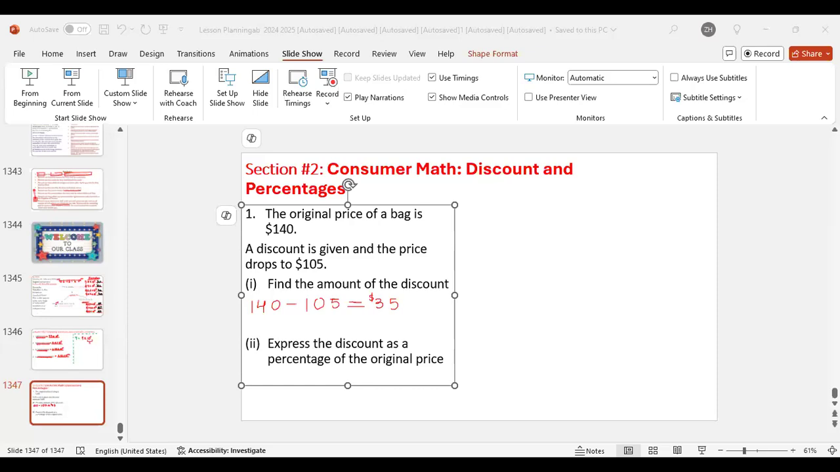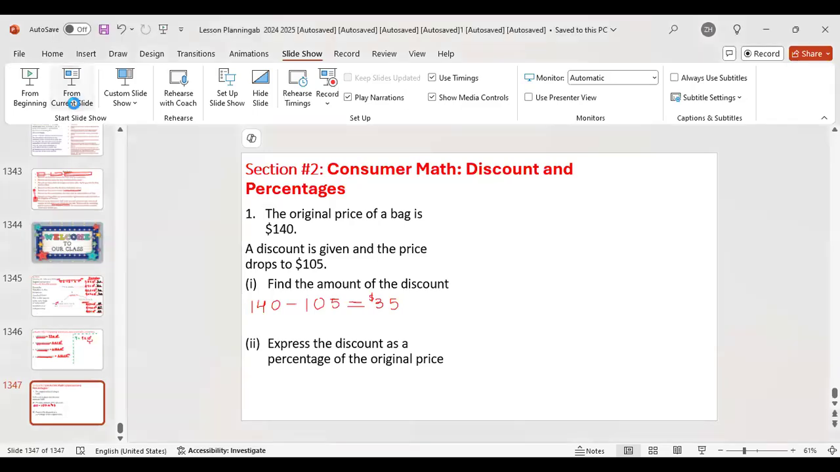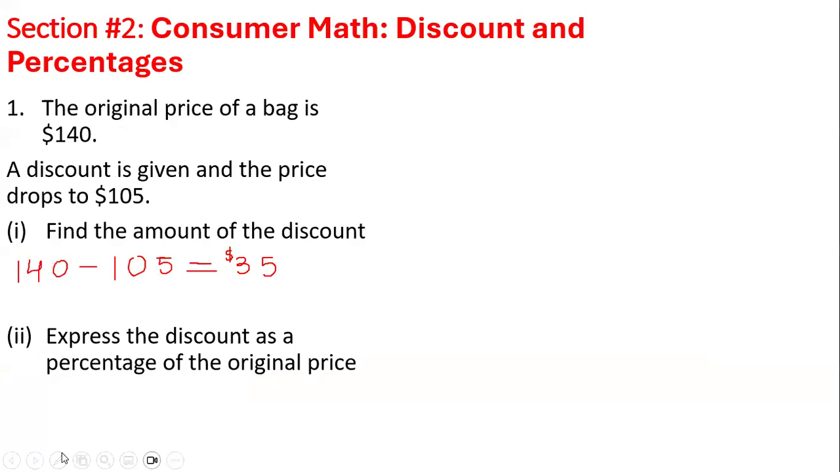Okay, all right. So let's go ahead and answer this. This is very easy, by the way. It's not hard. Once you see it once, you should be able to do it a thousand times. So we're going to take our 35 over 140 and express it as a percentage of the original price. What's the original price? 140.